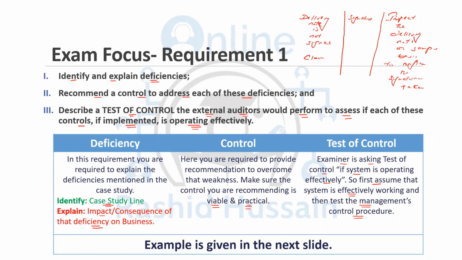So the tip is that you can apply the test of control on your own recommendation. Your recommendation is actually the thing which you are telling them how to overcome your weakness. Now, the signature should always be taken. So if the system is operating effectively, they will always be taking the signature. So how can you check? Inspect the delivery note on the sample basis to confirm the signatures are taken from the customers.